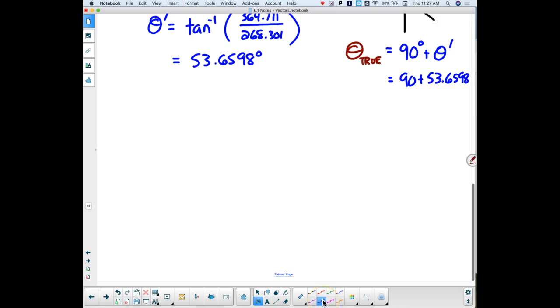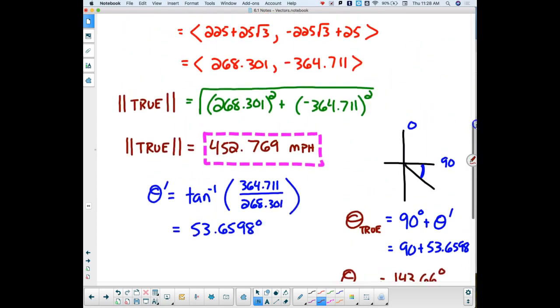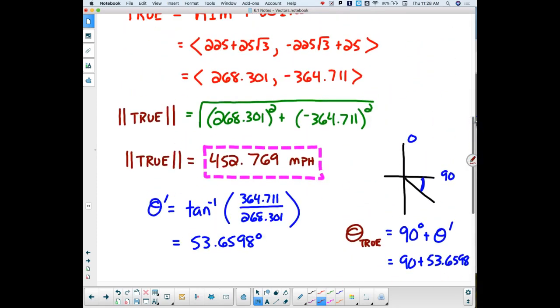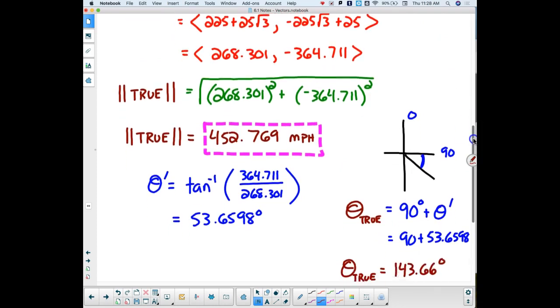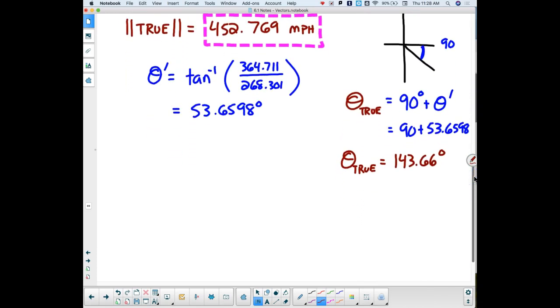So my true bearing is, what is that? 143.66, we'll call it, degrees. How do we know it's in that quadrant and not any of the other ones? Is it just because that's where the plane started out? Positive on the horizontal component, negative on the vertical component. And is it the true flight vector? Yep, that's because that's what we're looking for. Okay.